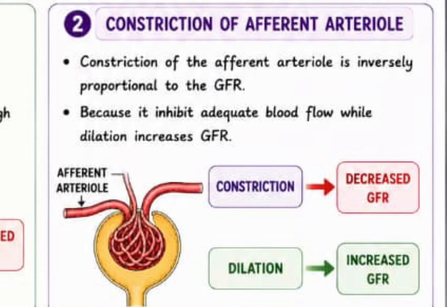Why? Because constricting the afferent arteriole inhibits blood from entering into the renal capillary. So if the renal capillary is not taking blood, there will be less blood entering into the glomerular capillary, which means it will decrease GFR. So dilation increases GFR by increasing renal blood flow, while constriction decreases GFR by decreasing renal blood flow.